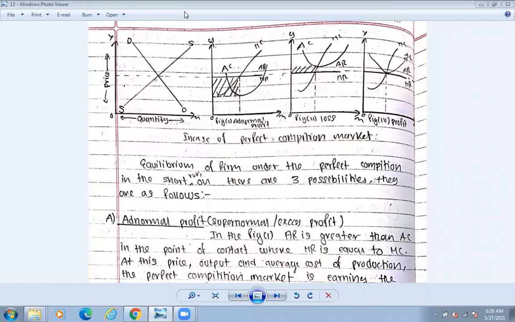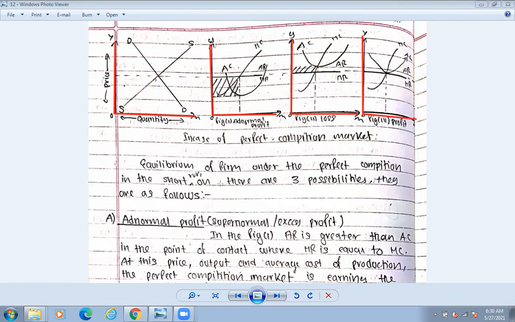In case of this one, now let us learn the figure. In the case of a perfect competition market, we need to make it in the same line. Make it in one line. So let's make the y axis and x axis, all the same together: y axis, x axis, y axis, x axis.